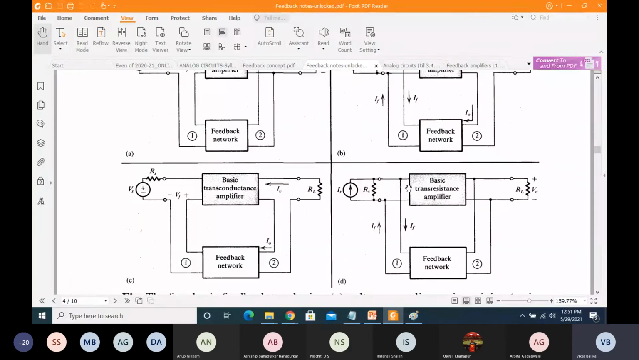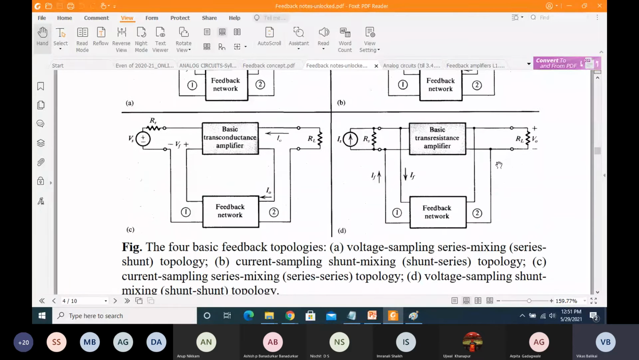And if you talk about the third one, what is the sampling done with respect to? In the third amplifier, that is transconductance, current is getting sampled, and how are they getting mixed? Series mixing. So current sampling, series mixing. You can remember these names by just remembering how they are getting connected. And what about the last one? What is getting sampled? Voltage sampling, and how are they mixing? In the form of a parallel connection. So voltage sampling, shunt mixing. So this is how the topologies are named.